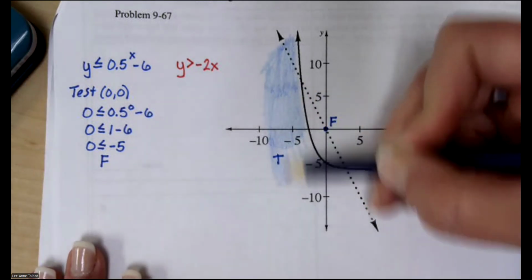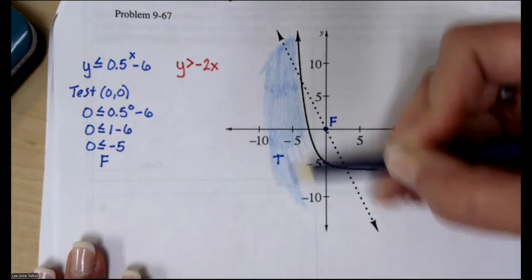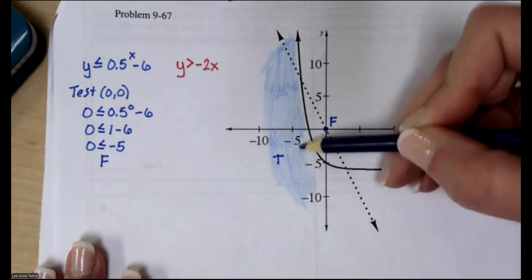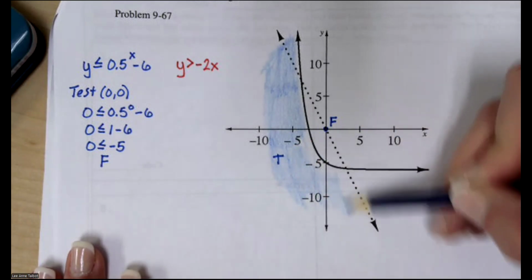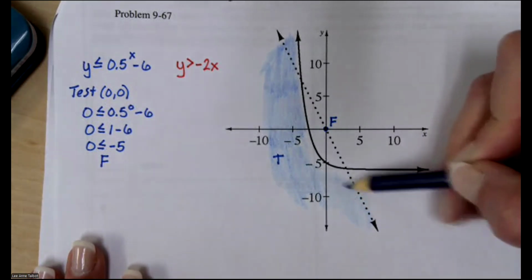So we're going to have to test something else for the line. But you could test anything you want for them as long as it's not on the actual graph itself.